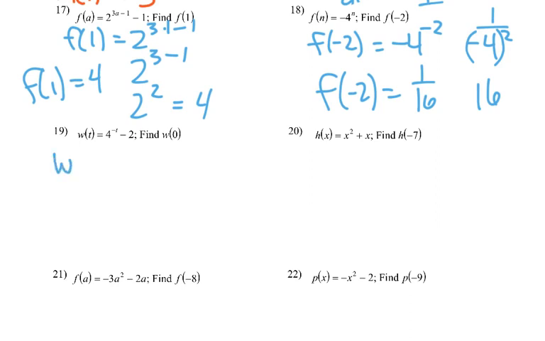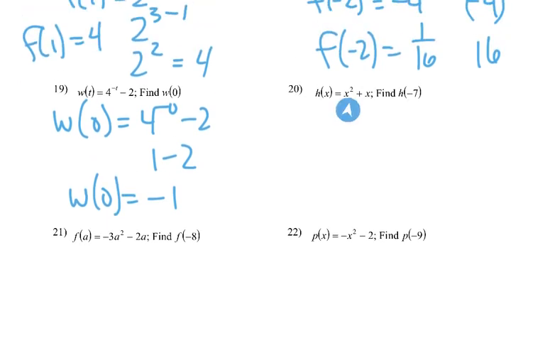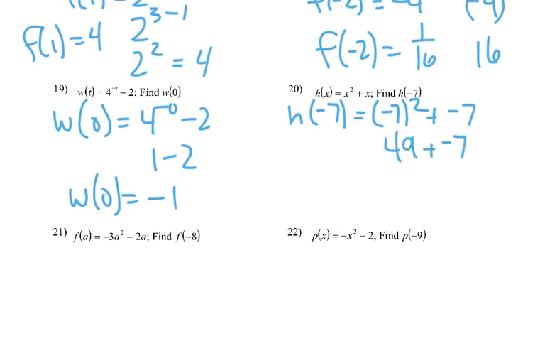Number 19, w of 0 equals 4 to the negative 0 minus 2. Negative 0 is just 0. So 1 minus 2 would be negative 1. w of 0 equals negative 1. Now these last three, notice we've got multiple variables, different powers, but it doesn't matter. We treat it the same. h of negative 7 equals negative 7 squared plus negative 7. Negative 7 squared is positive 49, plus negative 7 is subtracting by 7, so h of negative 7 equals 35.